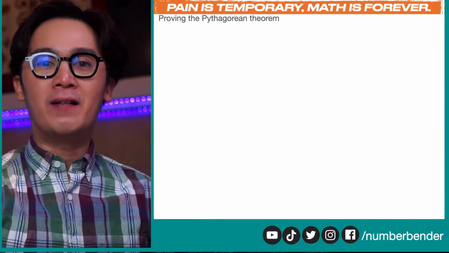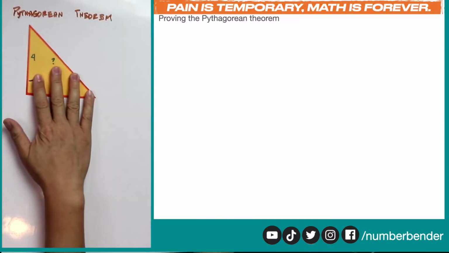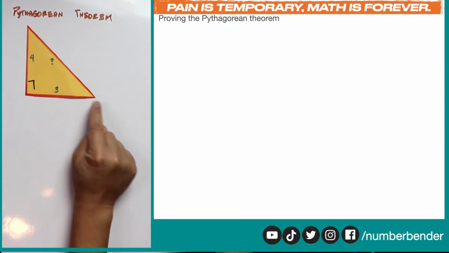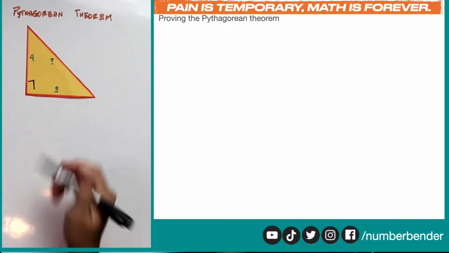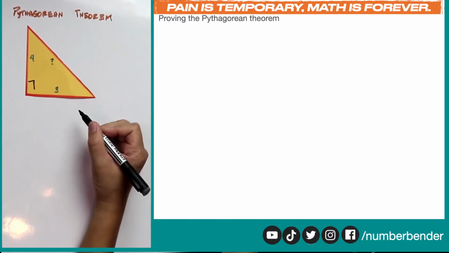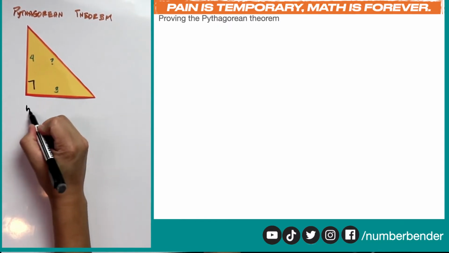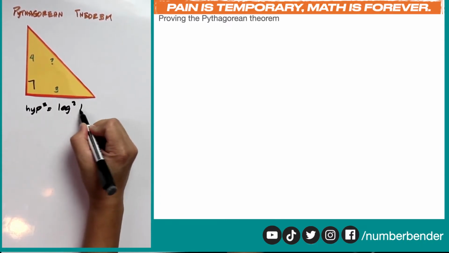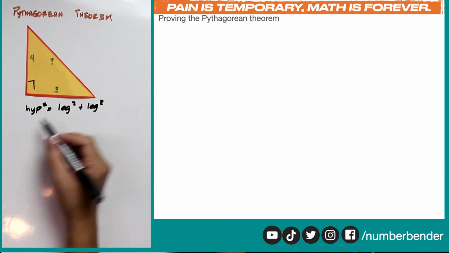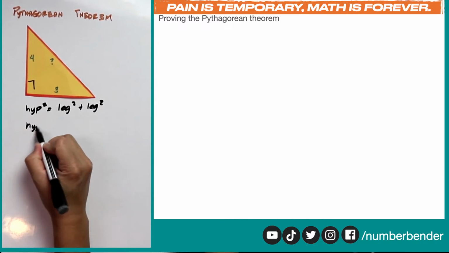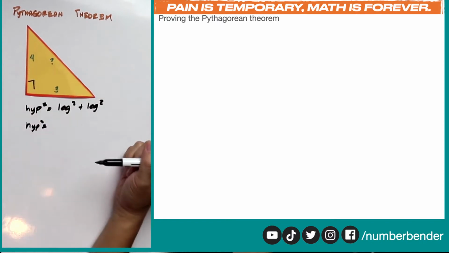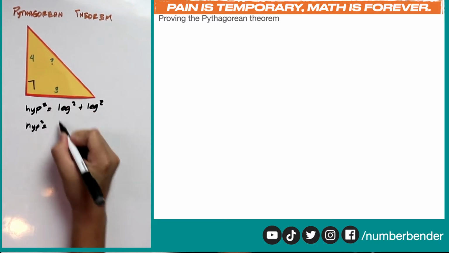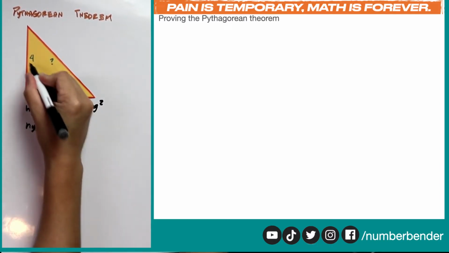So let's say I have a right triangle right here, and we need to find the missing side, which is the hypotenuse. The famous formula to use would be: the hypotenuse squared is equal to the square of one leg plus the square of the other leg. Since we are looking for the hypotenuse, we use the given information: one of the legs is equal to 3 and the other leg is equal to 4.